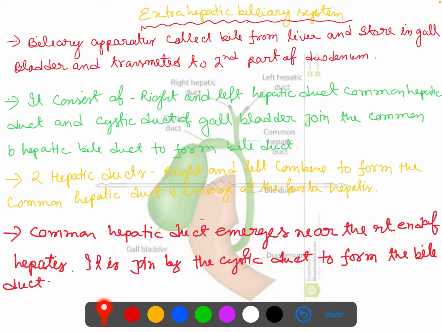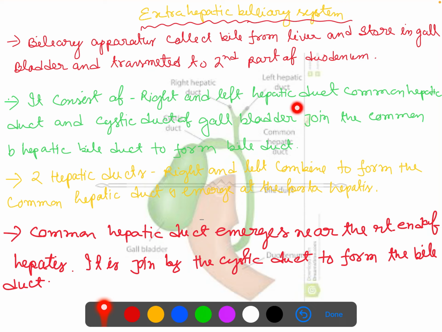एक्स्ट्रा हेपेटिक बिलियरी सिस्टम, ये एक सिस्टम है जो बाइल लीवर से कलेक्ट करता है और गॉल ब्लैडर में स्टोर करता है, उसके बाद वो डुओडेनम में ट्रांसमिट या सीक्रेट करता है। This system is called the extrahepatic biliary system. This means besides the hepatic system, मतलब लीवर के बाहर का सिस्टम। Biliary apparatus collects bile from the liver and stores it in the gallbladder and transmits it to the second part of the duodenum.